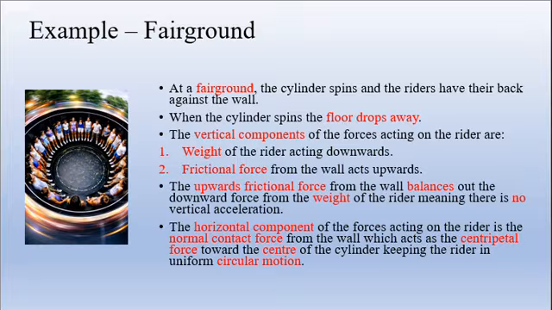Horizontally, the normal contact force acts from the wall, which acts as the centripetal force, keeping the riders in uniform circular motion. And the vertical forces acting on the riders are the weight of the riders, which is balanced by the frictional forces from the wall, which act upwards.